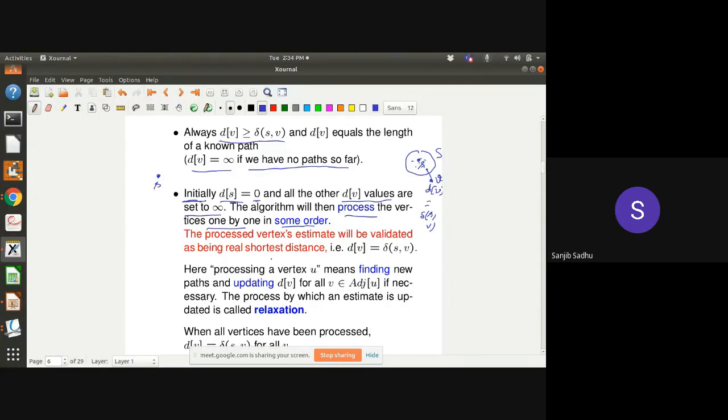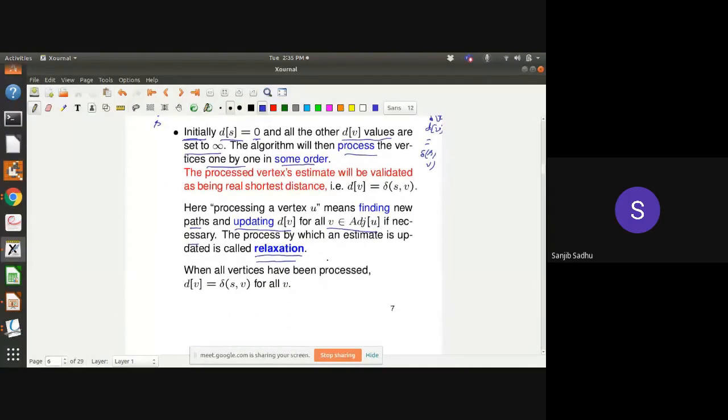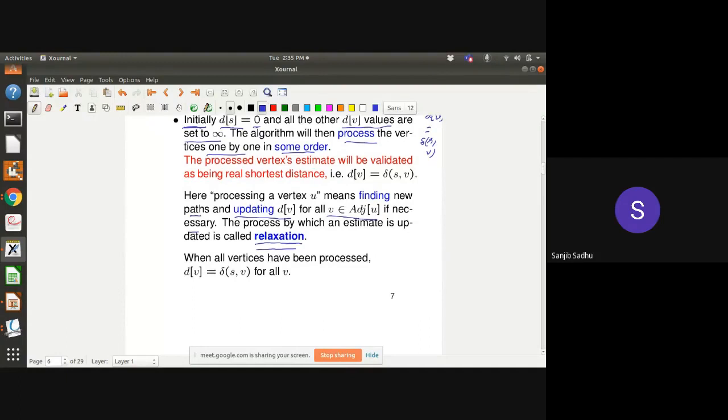And you have to update something. Processing a vertex U means finding a new path and updating dV for all V that are adjacent to U, if necessary. The process by which an estimate is updated is called relaxation. The term relaxation is used to tell that this is the process by which we update the estimated values. Now when all the vertices have been processed, dV will be the shortest path from source station S to destination station V for all V.